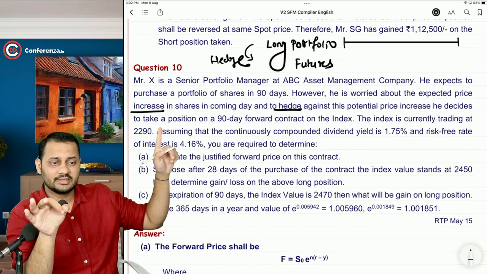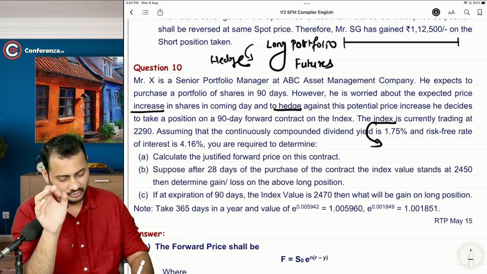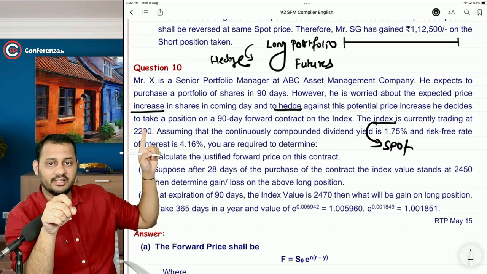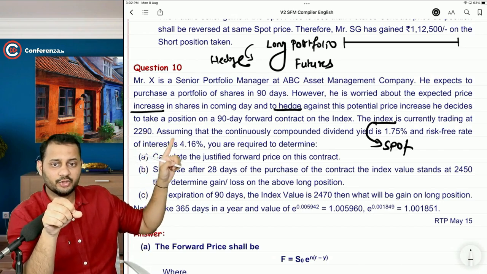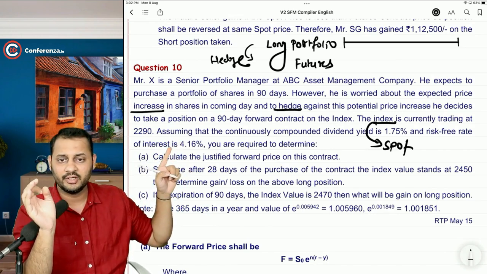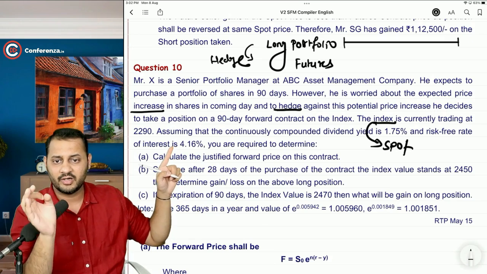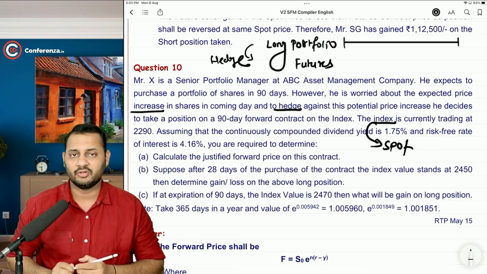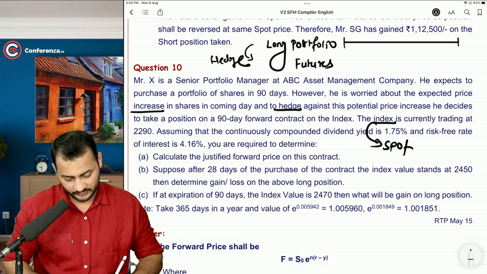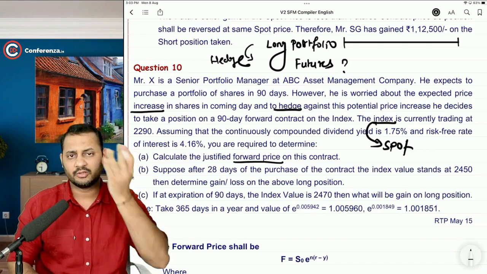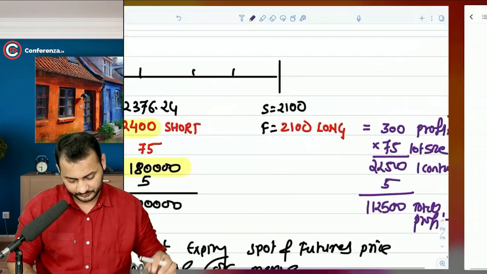The index is currently, index, not the index future, they are talking about the spot price, currently trading at 2290. Assuming that the continuously compounded dividend yield is 1.75% and the risk-free rate is 4.16%, you are required to calculate the justified forward price on this contract. Forward price. First of all, let's frankly calculate this price. We'll talk about the hedging later on.